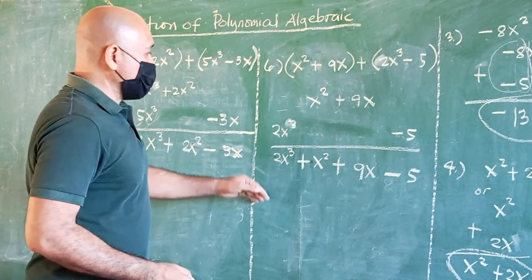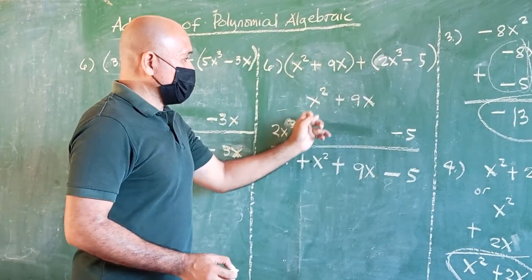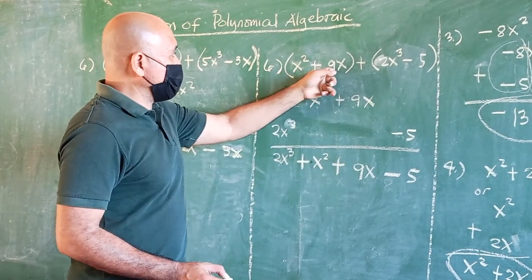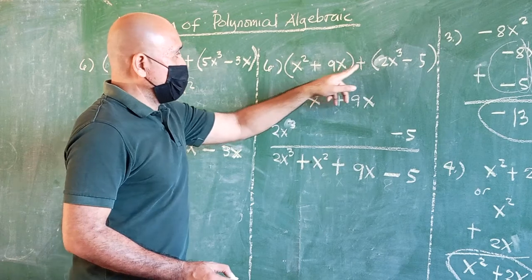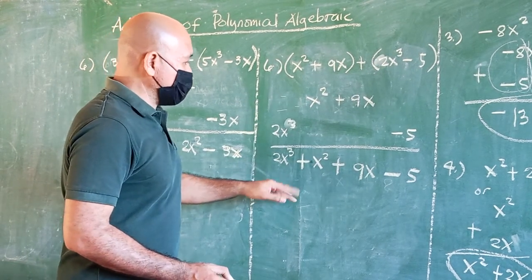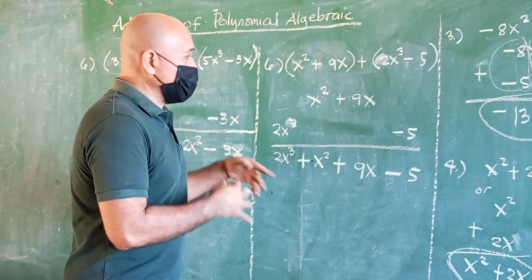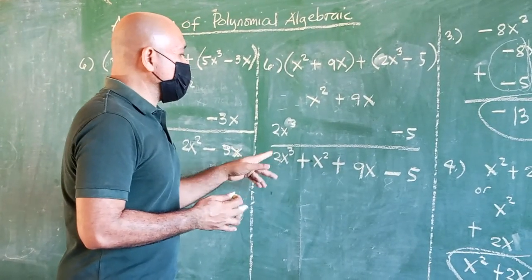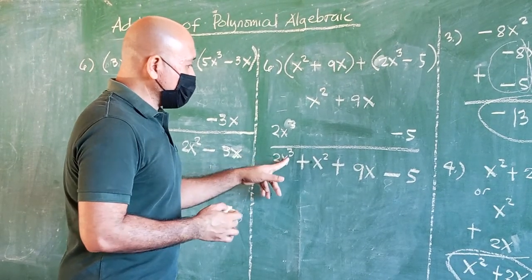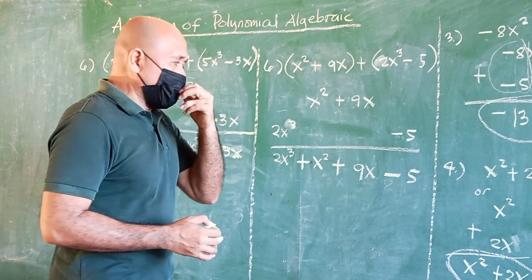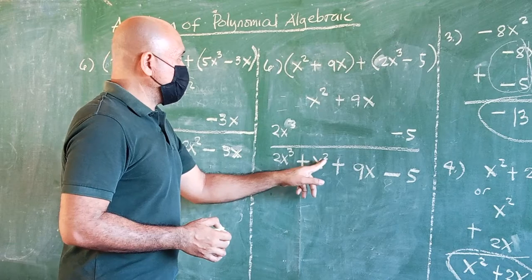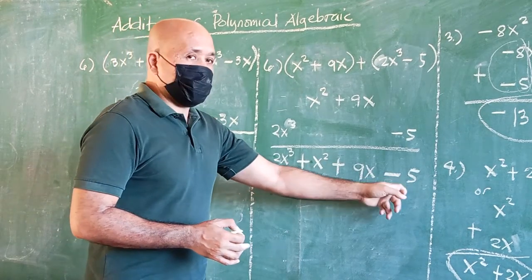So therefore, as you can see, there are no actual terms being added here. So the given itself, the quantity of x squared plus 9x plus the quantity of 2x cubed minus 5, is considered the actual sum. But all you have to do is rearrange the terms so the exponents are in descending order, beginning with 2x cubed plus x squared and then plus 9x minus 5.